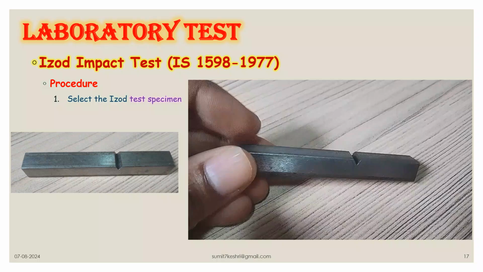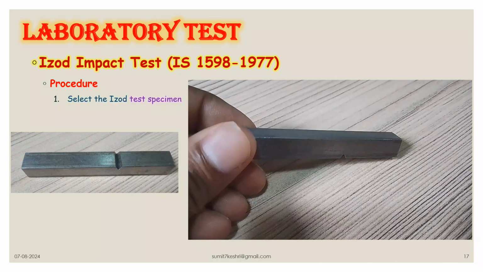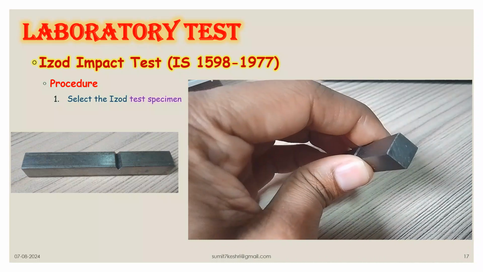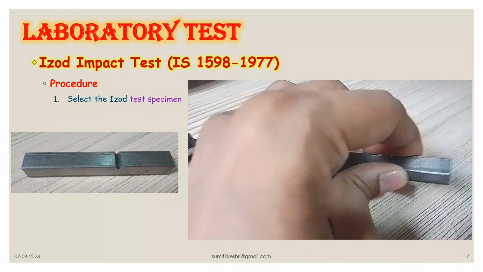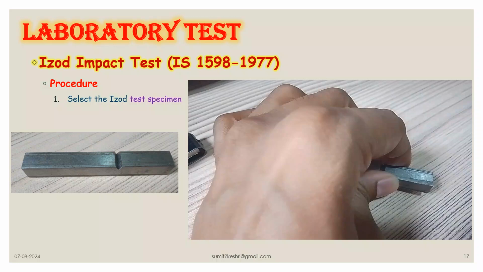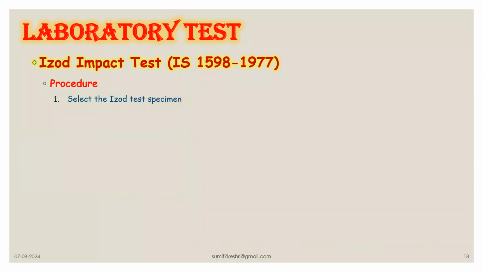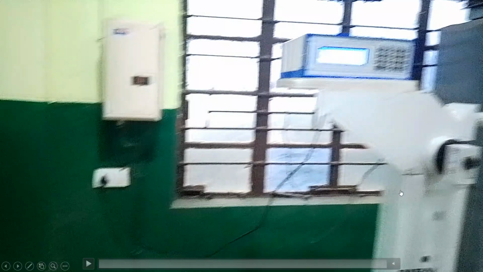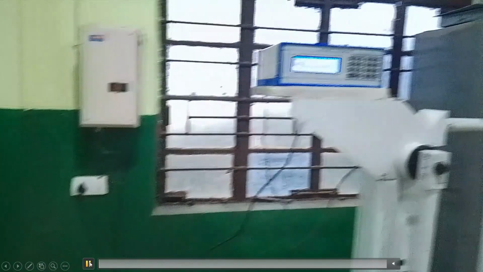First of all, you have to take the test specimen. Its detailed dimension has been discussed in the last slide. Before going near the machine, make sure that the pendulum is locked. The second step is to check the friction loss, if any. And the friction loss is checked, as you can see in this video.